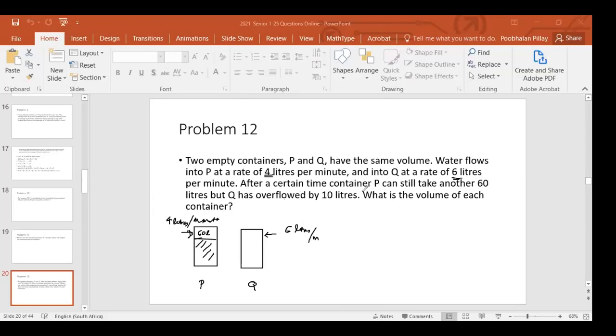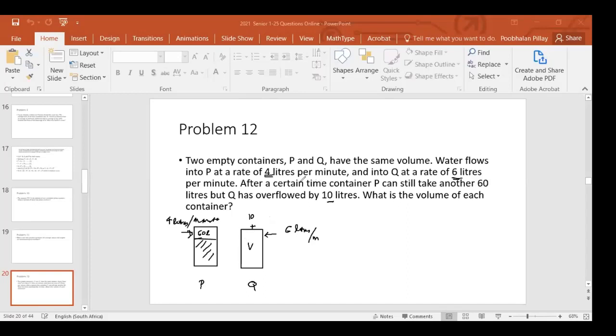What happens here? And Q has overflowed. Oh, so Q has overflowed. So the water has gone over. So whatever this volume was, this thing has now been overflowing by 10 liters. It's overflowed by 10 liters. So the question is, what is the volume of each container? They both got the same volume, so that's useful, right?